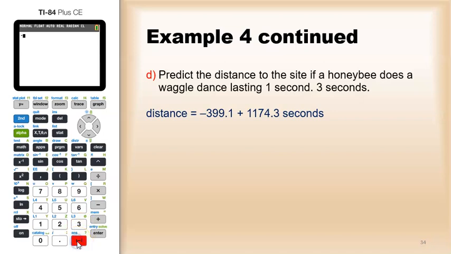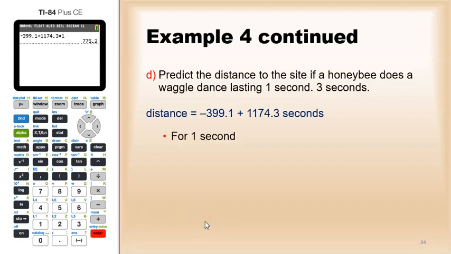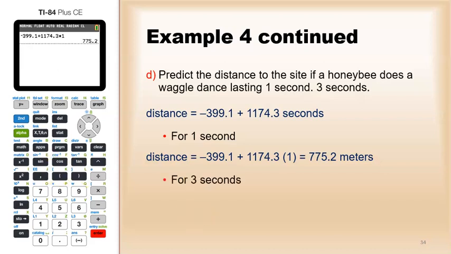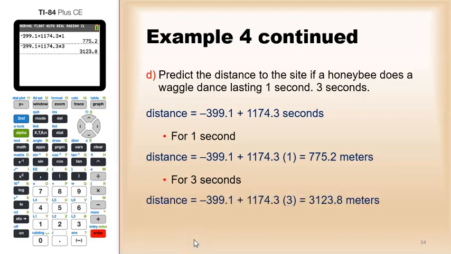So I'll go negative 399.1 plus 1,174.3 times 1. And I find out that for 1 second, it comes out to be 775.2 meters. For 3 seconds, let's just go back and put a 3 here. For 3 seconds, it's going to be 3,123.8 meters. And again, think of these as averages, not exact values.